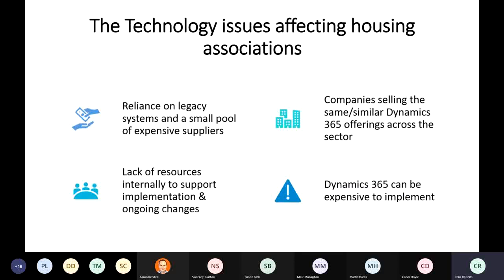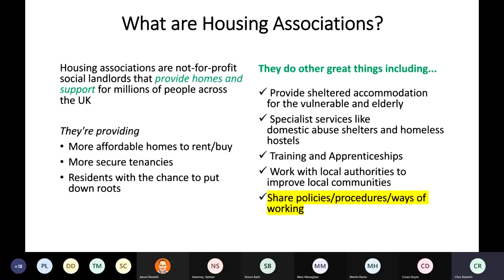One of the key things I missed out is that they share a lot of information. You wouldn't necessarily get Nike and Reebok doing this, but housing associations share a lot of information, the way they work, the policies and procedures when they're looking after their customers. There are some great examples of that. They share it across the whole sector, which is quite unusual.